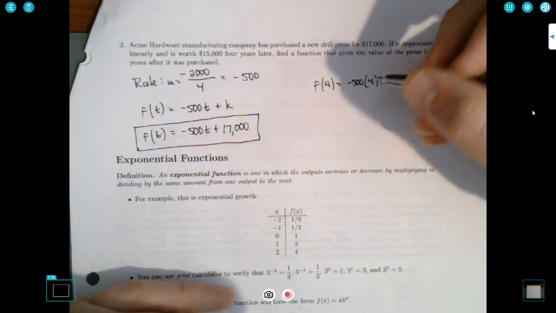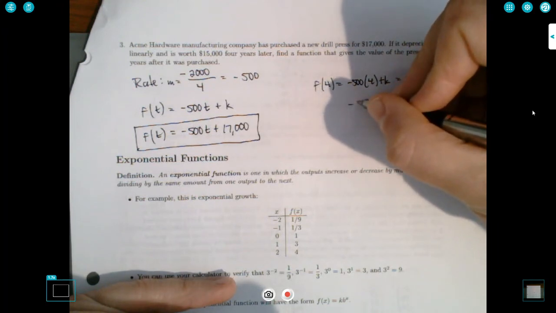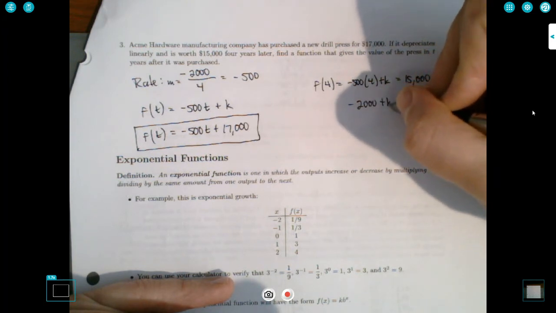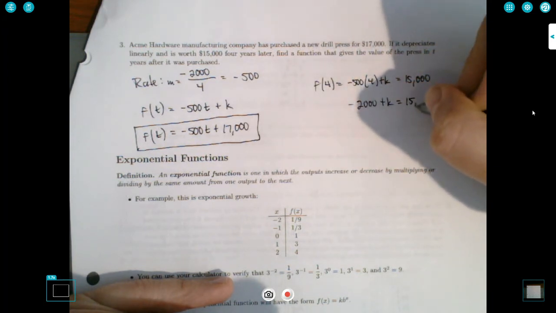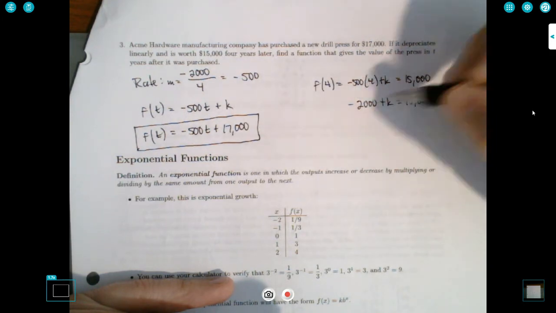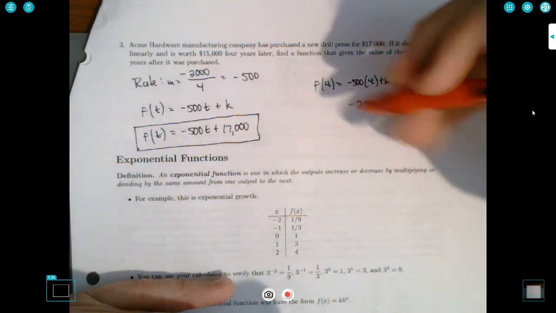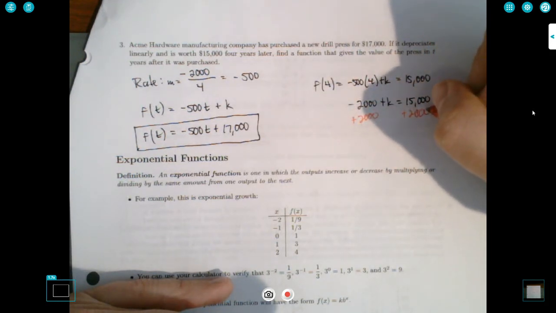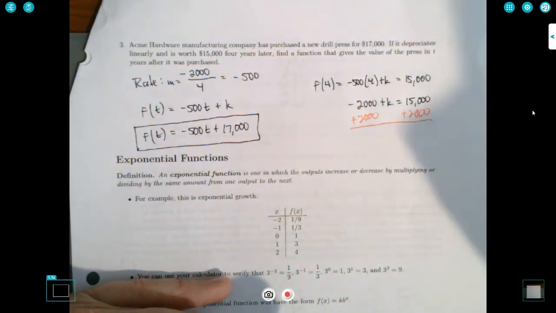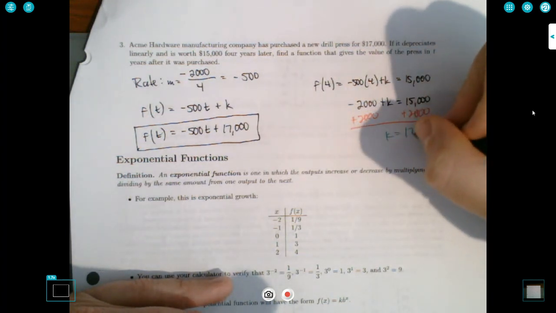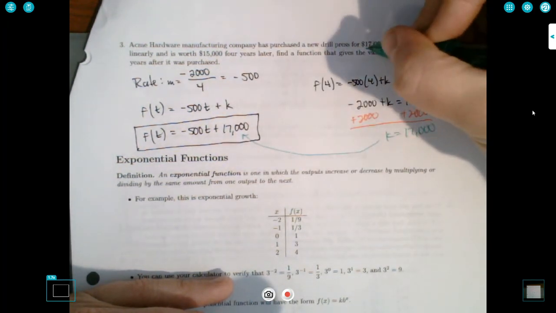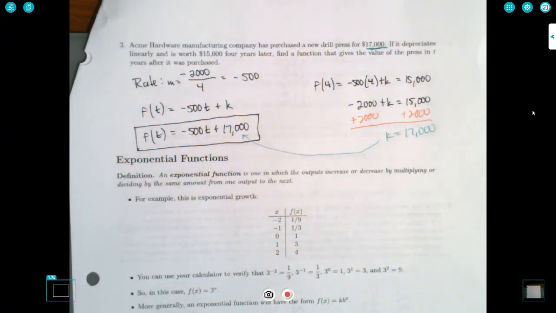So if you do the multiplication now, you get negative 2,000 plus k equals 15,000. And then to solve for k, you would add 2,000 over to the other side. And you would get k equals 17,000, just like we knew would be the case because that's how much it cost when it was brand new. But anyway, that's that one.